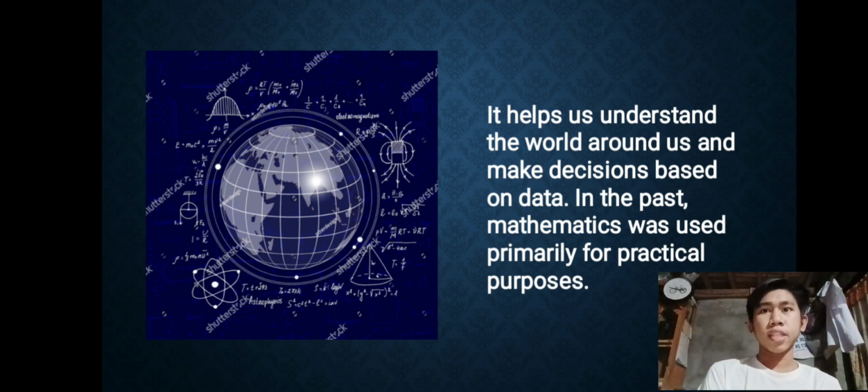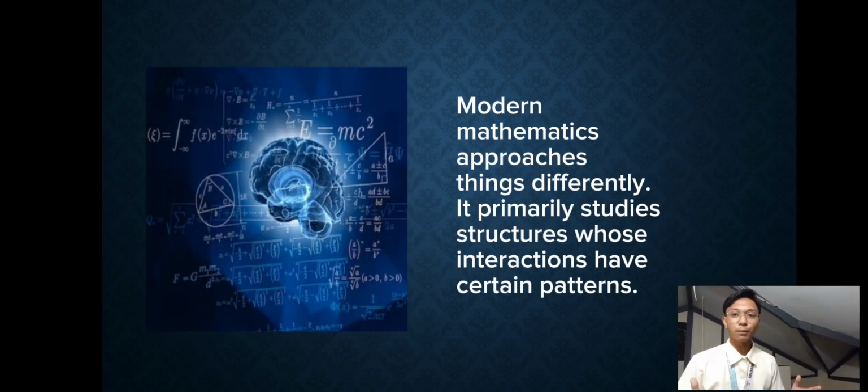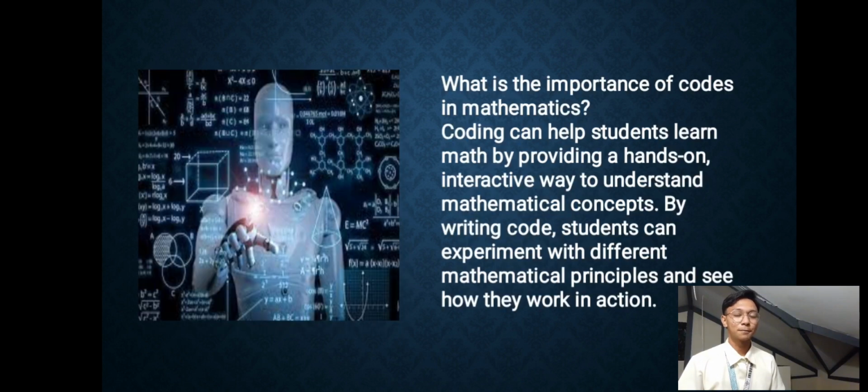It helps us understand the world around us and make decisions based on data. In the past, mathematics was used primarily for practical purposes. Modern mathematics approaches things differently. It primarily studies structures whose interactions have certain patterns.